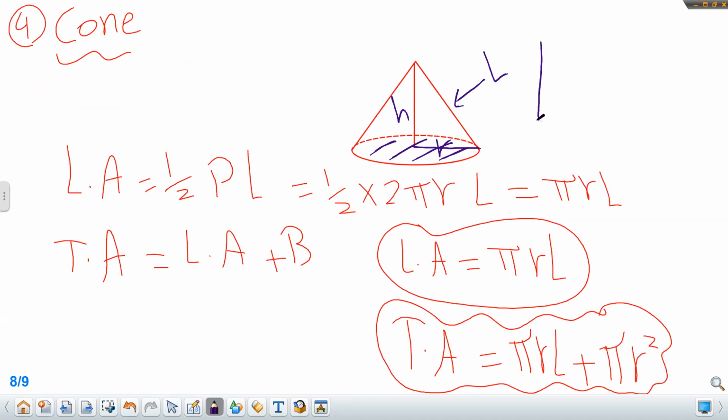So you have a right angle triangle between the slant height of the cone, the height of the cone, and the radius of the base of the cone. What about rules? Lateral area of the cone is pi RL, but total area of the cone is pi RL, which is lateral area, plus pi R square. Total area of the cone is pi RL plus pi R square.